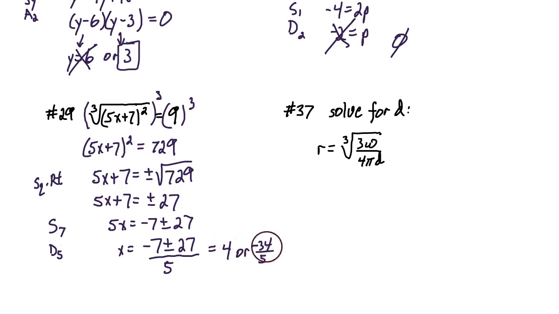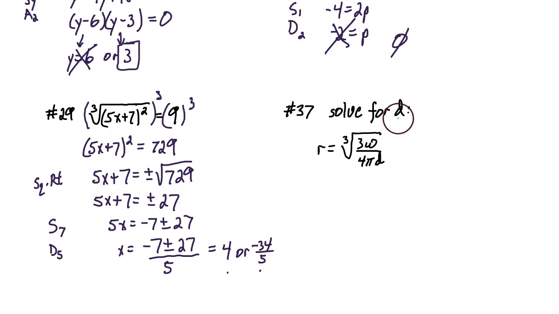Now let's try this negative answer. 5 times negative 34 fifths is negative 34. Negative 34 plus 7 is negative 27. Negative 27 raised to the second power is 729. And the cube root of 729 is 9. Both of these answers check out.